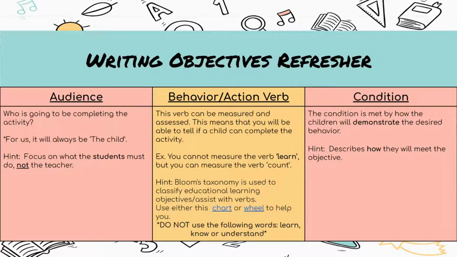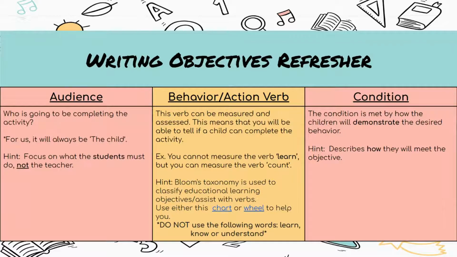You cannot measure the word learn or understand. That's something that happens internally. It needs to be something that you can actually see happen, like the word count. You can actually see a child pointing and counting different things. So then it would be the child will be able to count. That's your behavior action verb. That second portion, the behavior or the verb, comes from Bloom's taxonomy, which is what we're going to be working on for part 1 of this assignment.